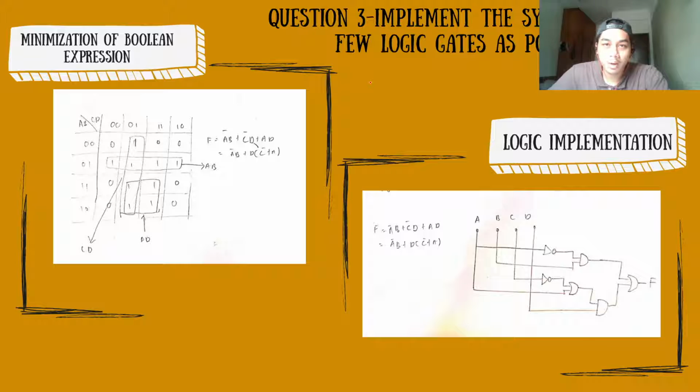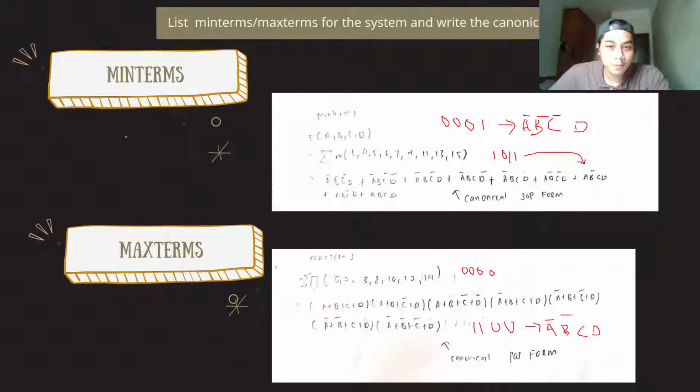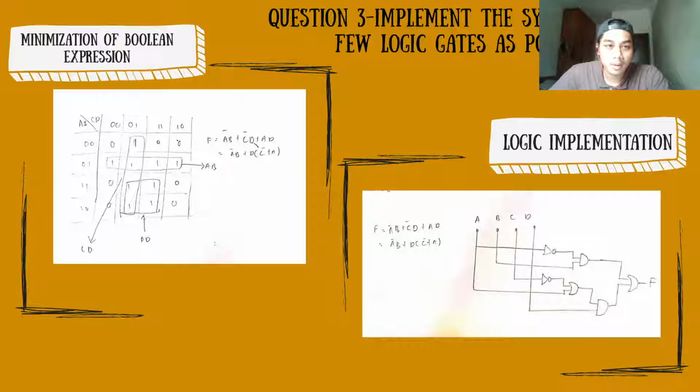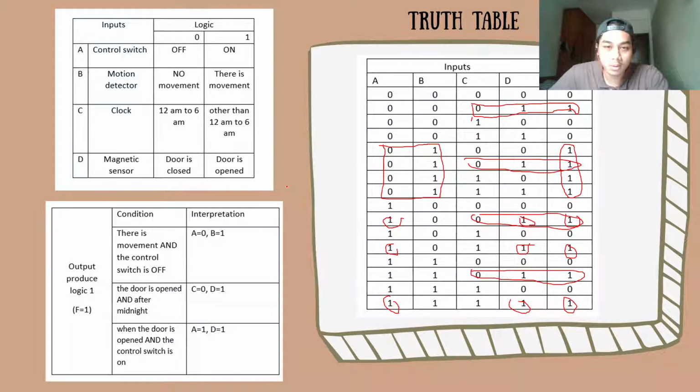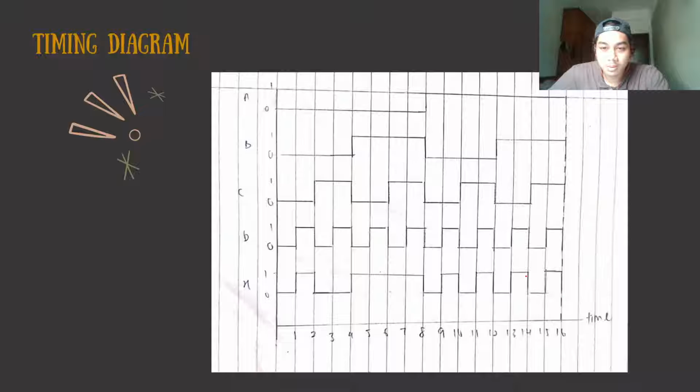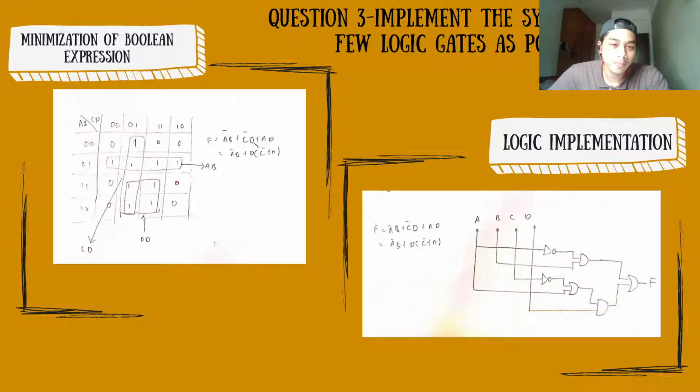Question 3 is we need to implement the system using as few logic gates as possible. To do this, the easiest solution is to use a KMap. The KMap is written based on the truth table. As you can see here, inputs A, B, C, D. If the value is 0, 0, 0, 0, from the truth table the output is 0. If I take 1, 1, 0, 1, the value is 0. So this is how I draw the KMap.